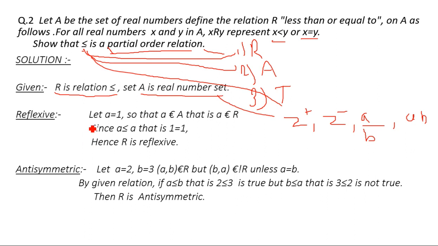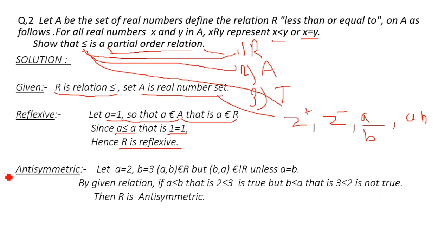Now, we will check whether less than or equal to is reflexive or not. Suppose we take a equal to 1. As 1 is a positive integer, it belongs to set A, and set A follows the relation R. So the positive integer 1 also belongs to R. Now, since a is less than or equal to a, that is 1 is equal to 1, our relation R is reflexive.